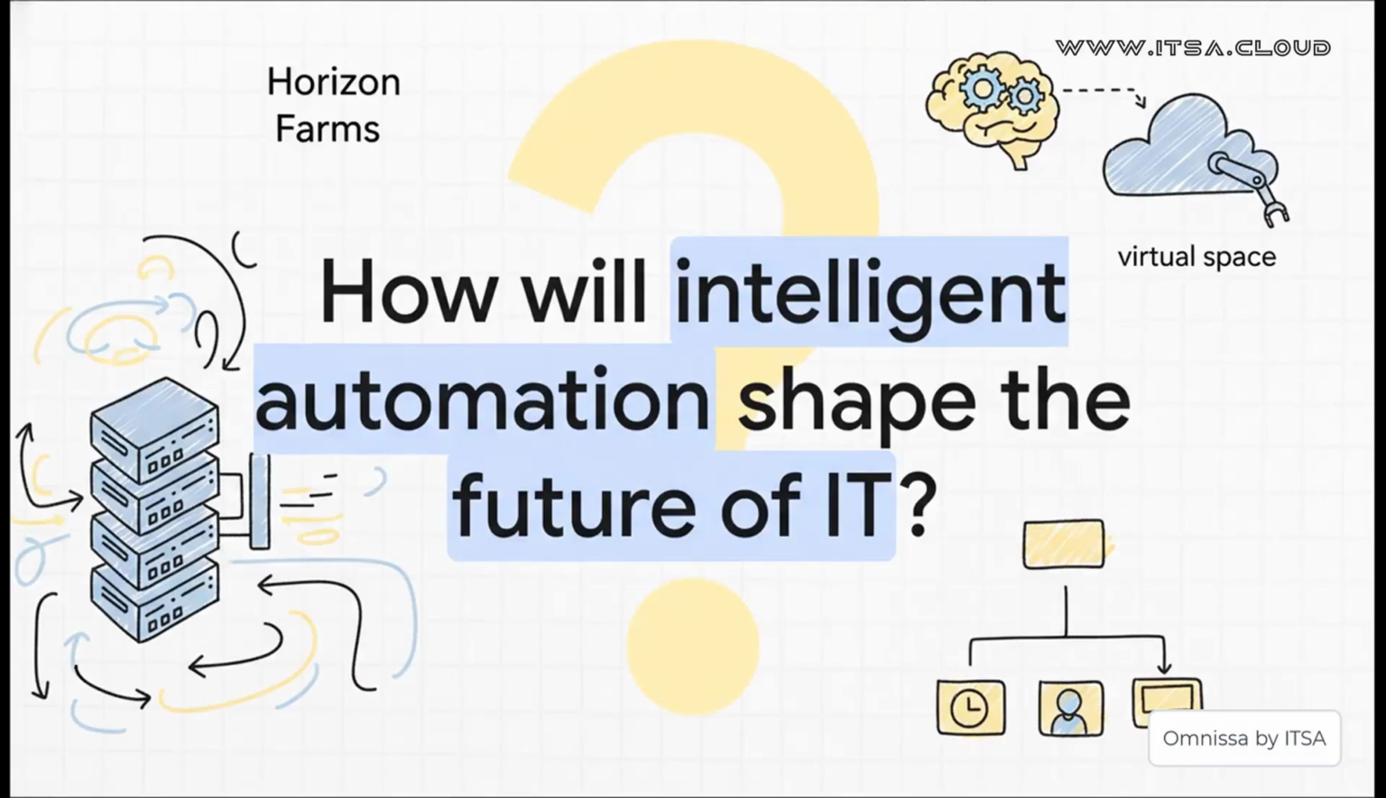And really, this all points to a bigger idea. Technologies like Horizon Farms are more than just tools to make today's tasks easier. They represent a real shift towards intelligent automation. As our work becomes more and more virtual, the real question is, how is this kind of automation going to change the very nature of IT itself? That's definitely something to think about.